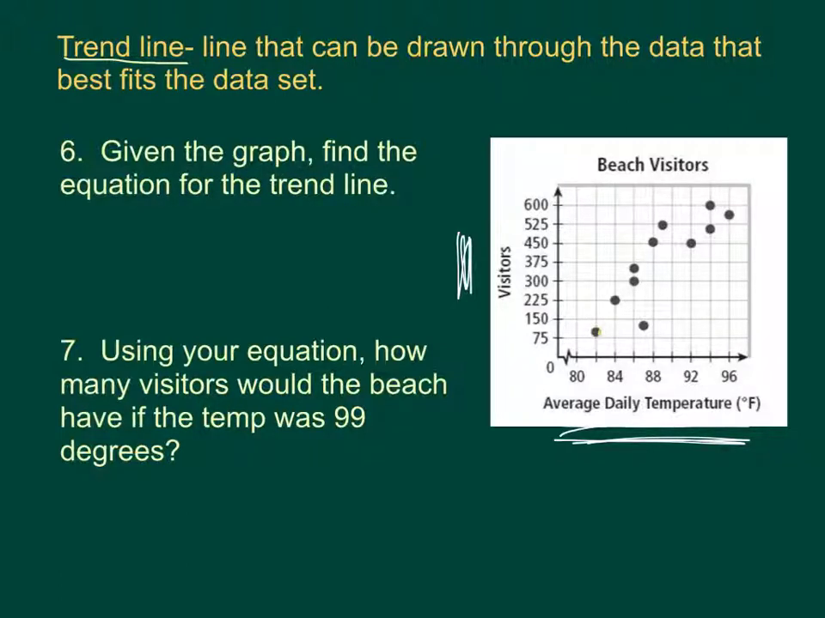You would start at the first point and the last point, and you just draw a straight line through them. That would be what you would call your trend line. Now, obviously, some of them aren't perfect on the trend line, but it fits most of them. It says, given the graph, find the equation for the trend line. If you remember the equation of a line, you need y equals mx plus b, where m is your slope and b is your y-intercept.